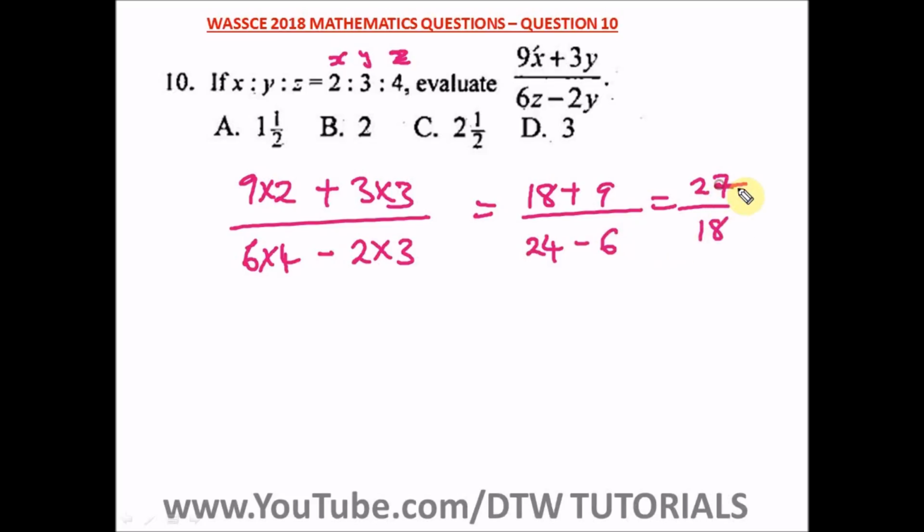27 divided by 24 minus 6 will give us 18. So here, I think a 3 can go. 3 will go into 9 three times, and 3 will go into 6 two times. So we have 3 over 2 as our answer. We don't have 3 over 2 in the options, so we have to convert this improper fraction to a mixed number. 2 in 3 will go 1 time, remainder 1, so 1 and 1 over 2. So this is our answer, and our right option here is option A.